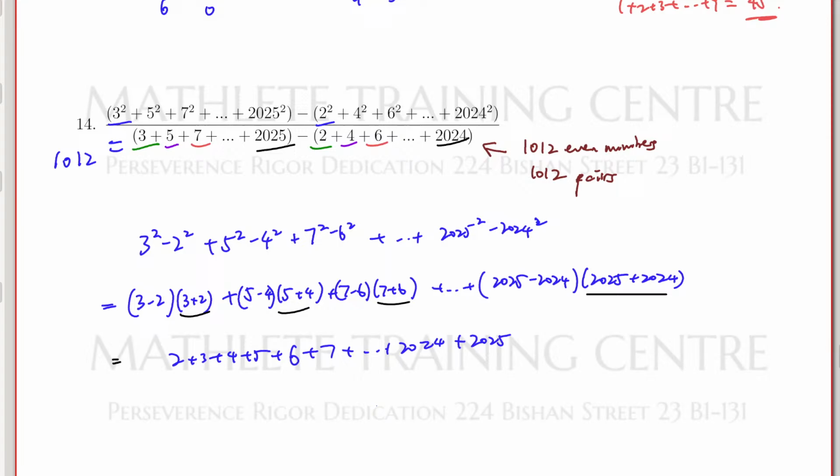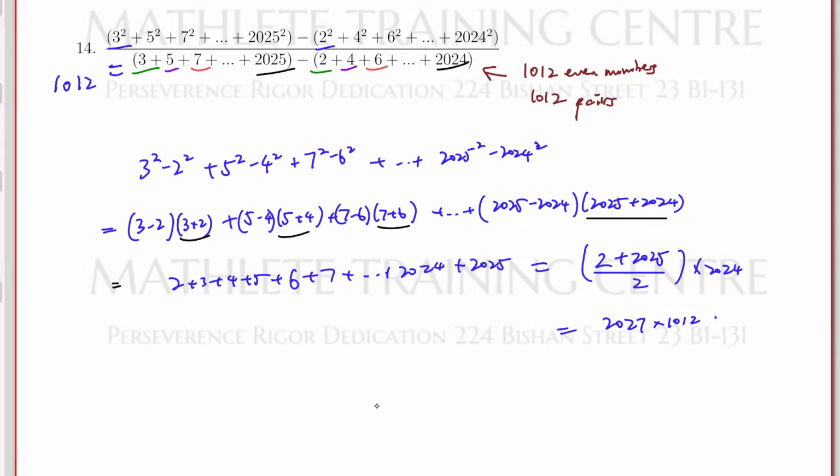And this is easy to add. This will be just the first number plus the last number divided by 2, times how many numbers there are. How many numbers are there? There are exactly 2024 numbers. So this one here will be 2027 times 1012. Then suddenly, we immediately have our answer here. We know that the answer for this question is 2027 times 1012 over 1012. So it is 2027.